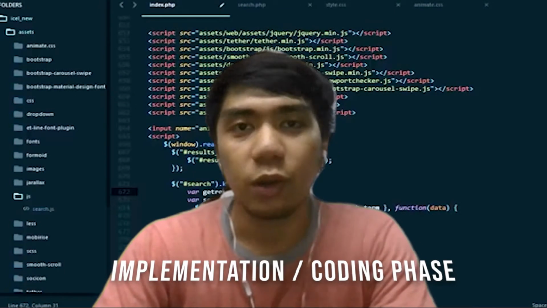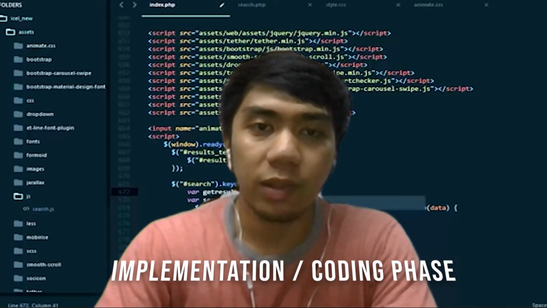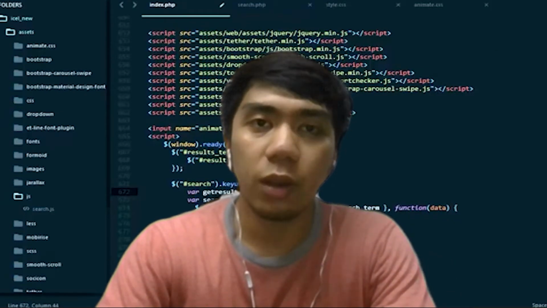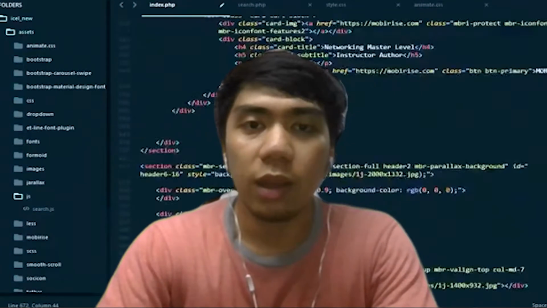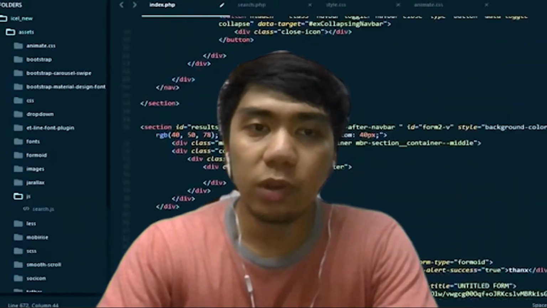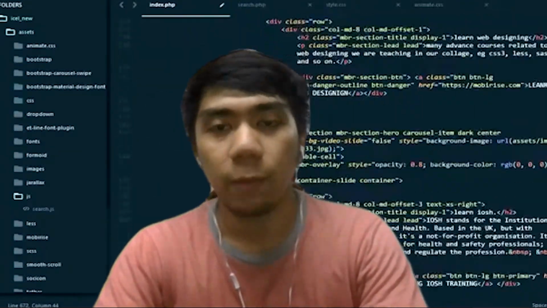Ang third phase sa SDLC ay ang implementation or coding phase. Ito ang pinakamahabang phase sa SDLC. Dito rin ginagawa yung pag-divide ng work ng system design documents into modules, then after nun, magsa-start na ang coding. So dahil dito pinaproduce yung codes, siya yung magiging main focus ng mga developers natin.